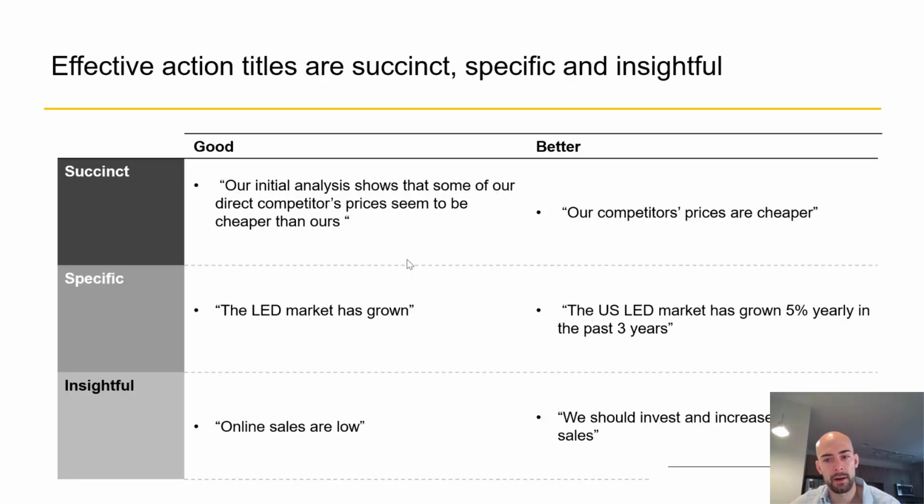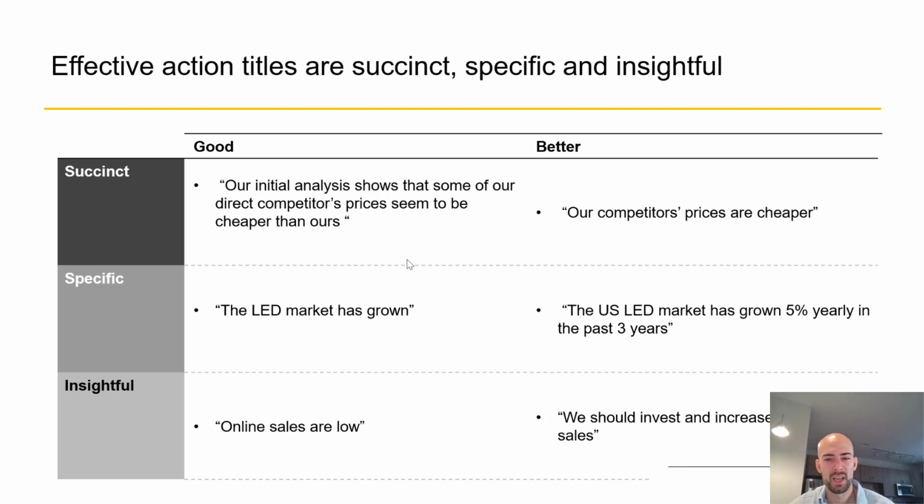How do we make sure that our slide's message is clear? There are three factors of effective slide titles. They're succinct, they're specific, and they're insightful. I want to go through each of these just to share with you what that means in very specific terms. The first point, succinct. It's always better to have a shorter message. In this example, "Our competitors' prices are cheaper" is way more succinct and way more to the point than the initial example here on the left-hand side.